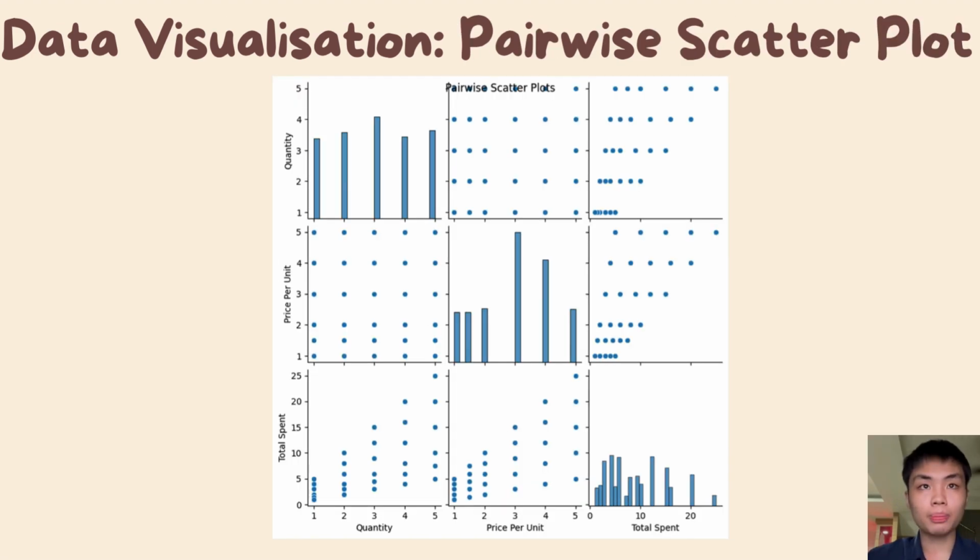The pairwise scatter plot provides an informative and concise visual summary of the relationship between the numeric variables of the dataset: quantity, price per unit, and total spend. One of the stronger trends observed is the positive linear trend between the quantity and total spend. This makes sense intuitively: when a customer purchases more items, the total spend usually will increase.